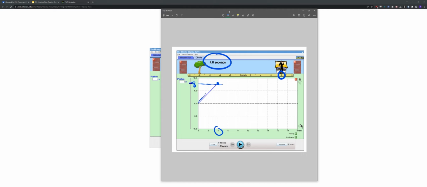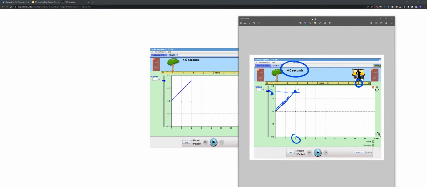So essentially what the graph is saying, right, the graph tracks motion. It tracks the person's position over time. At 2 seconds, his position was at 4 meters. And at 4 seconds, his position was at 8 meters, right? So this is his position.